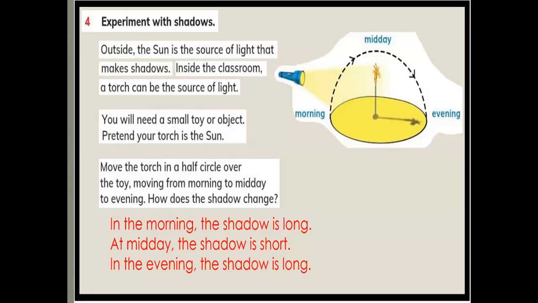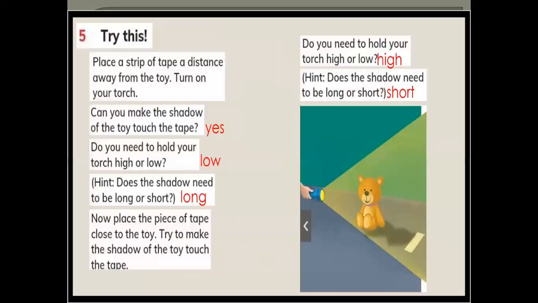In the morning, the shadow is long. At midday, the shadow is short. And in the evening, the shadow is long again. Okay, question number 5. Try this. Place a strip of tape a distance away from a toy. Turn on your torch. So here you can see, do you need to hold your torch high or low?